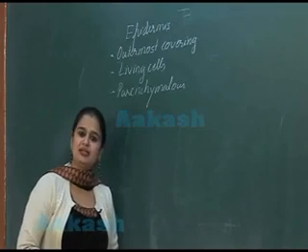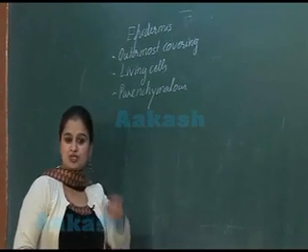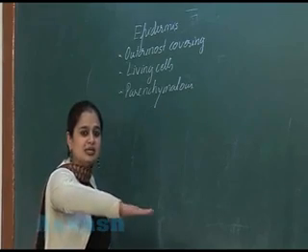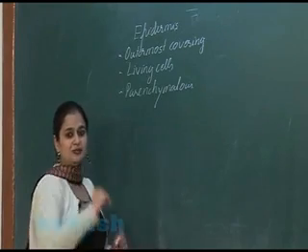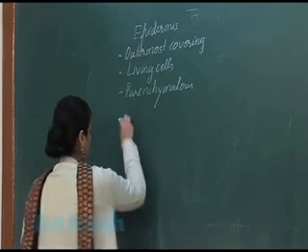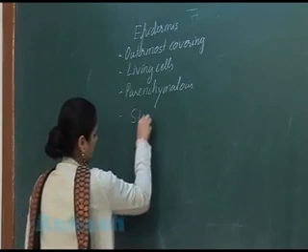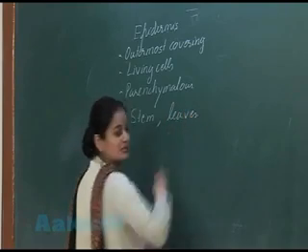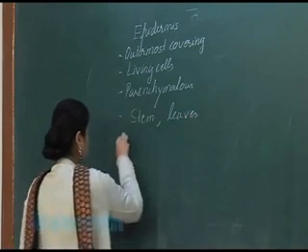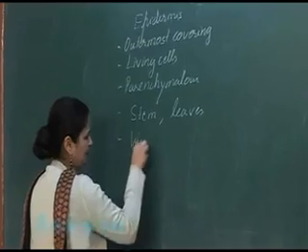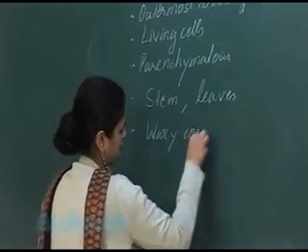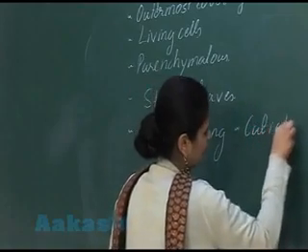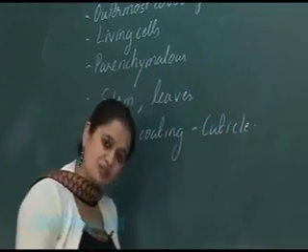Epidermis of the aerial parts, that is the parts which are above the ground, is covered by a waxy covering, a waxy layer which is known as cuticle. So the stem and leaves, that is the aerial parts of the plant, will have a waxy coating. That waxy coating is very well known to you, that is cuticle.